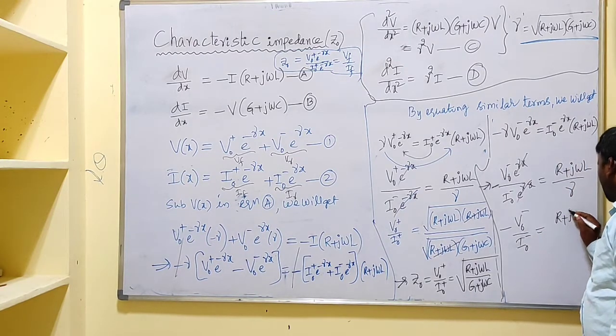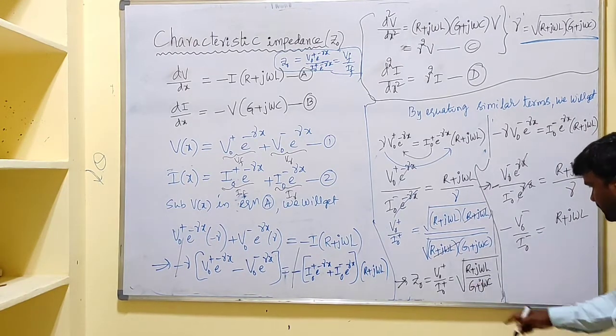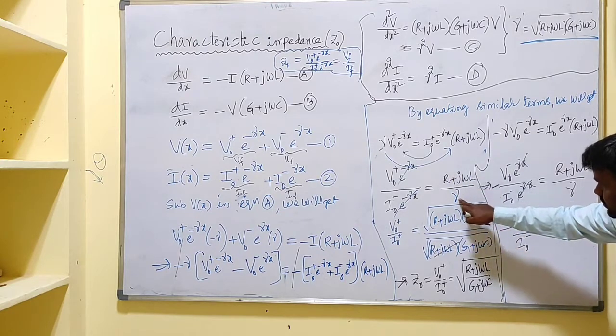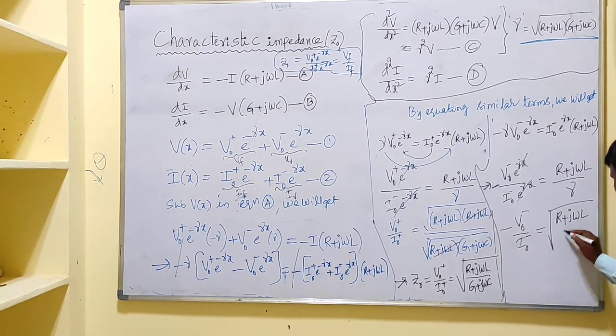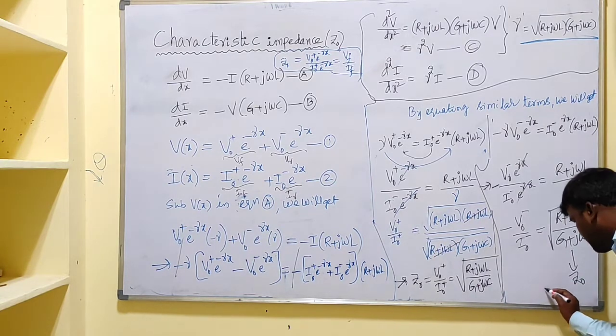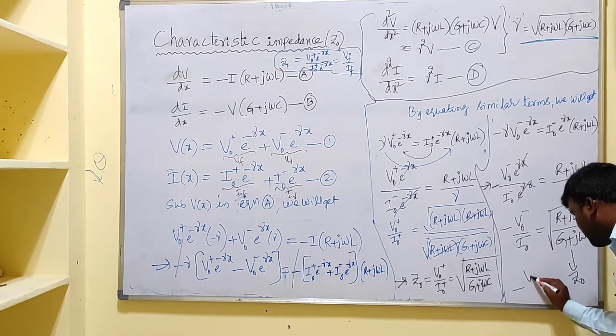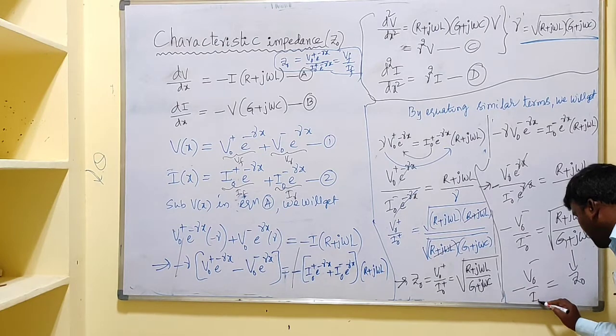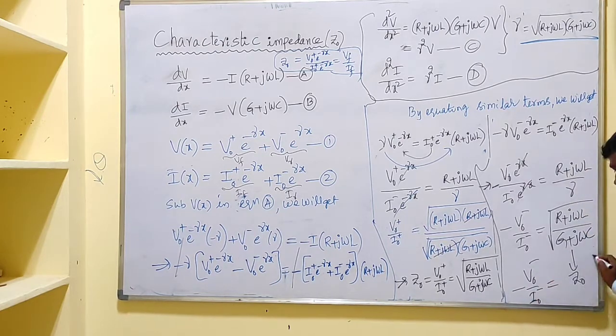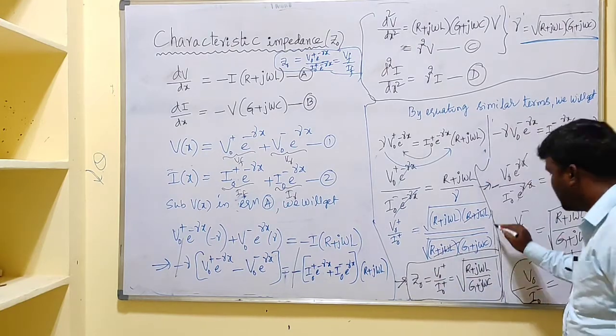V naught minus by I naught minus is equal to r plus j omega L by gamma, which is nothing but, already we simplified r plus j omega L by gamma as under root r plus j omega L by g plus j omega c. So that's why this is the Z naught. So that's why Z naught is defined as minus of V naught minus by I naught minus. For the reverse voltages, characteristic impedance is defined like this. For the forward voltages, it is defined like this.